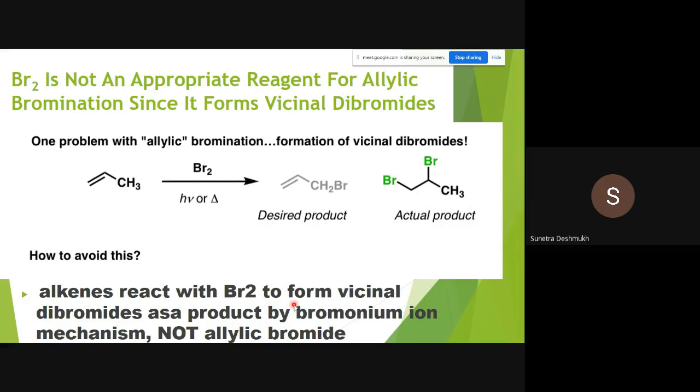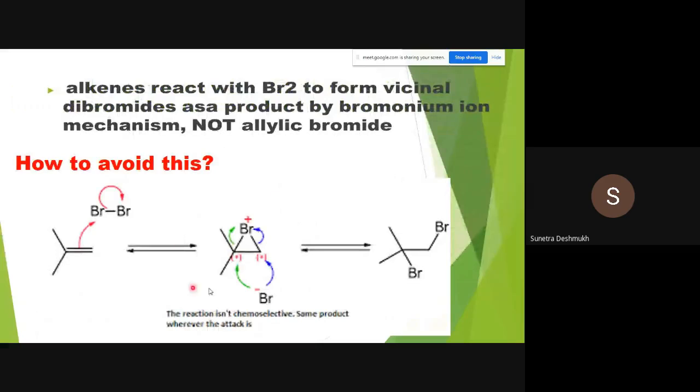Next: alkenes react with Br2 to form vicinal dibromides as a product via a bromonium ion. So this dibromide product we are getting by the bromonium ion, a 3-membered ring with a positive charge. In the bromonium ion the positive charge is placed on bromine, and by that mechanism we are not getting allylic bromide. So what is the mechanism? We are getting this dibromide product by the bromonium ion mechanism.